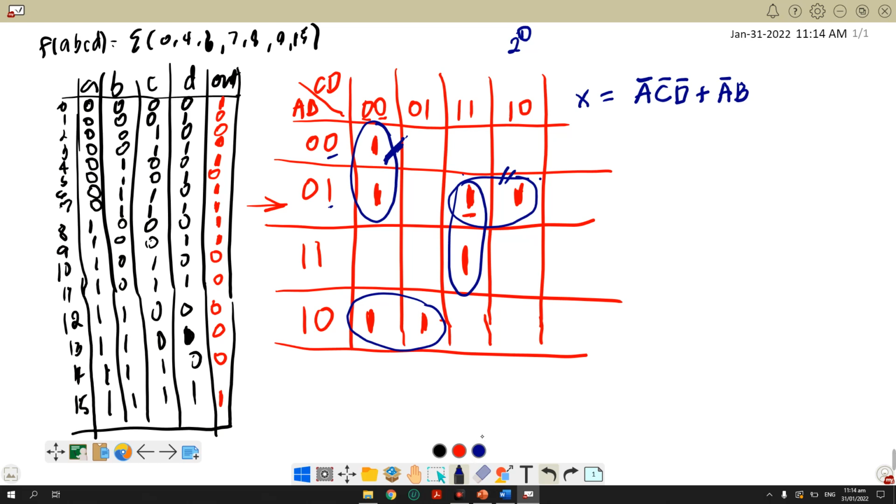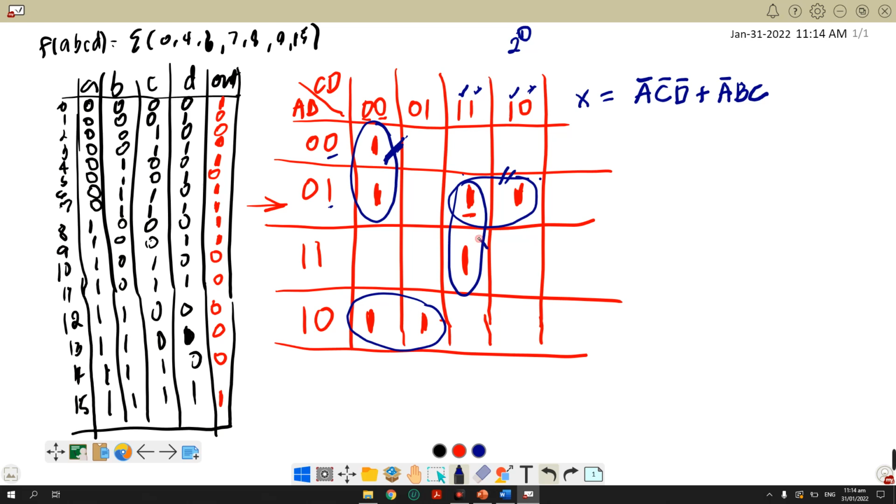And then how about the C? The C for this second grouping is 1 here and also 1 here, so it is not changing, so we will consider it, and it is in true form since it is 1. How about the D? The D is 1 here and 0 here, so we will not consider the D because it is changing from 1 to 0.